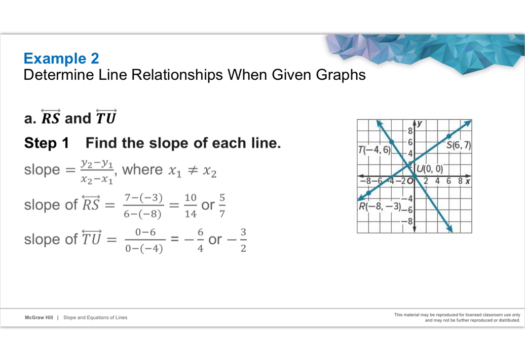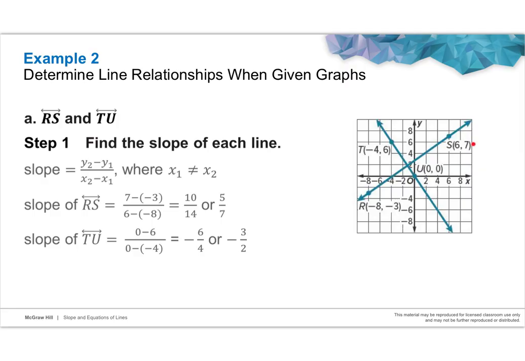If we take the slope of RS, our 2 points RS are -8, -3, and 6, 7. So we are going to go ahead and subtract 7 minus -3. Yes, I said 6, 7. Okay, everybody get over it. 7 minus -3, and then 6 for our x's minus -8.